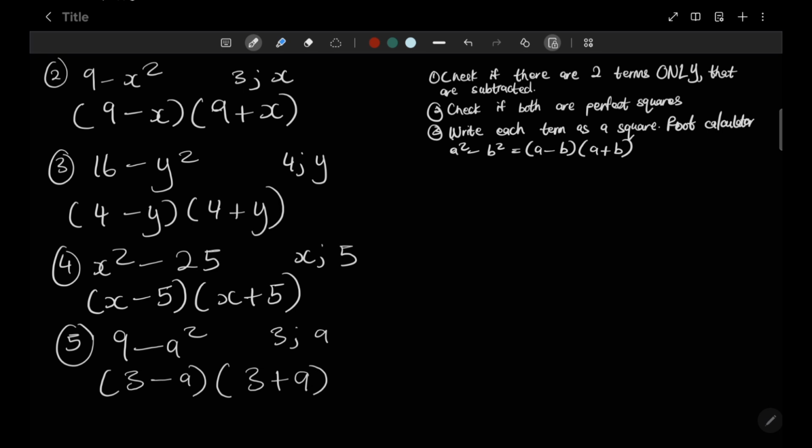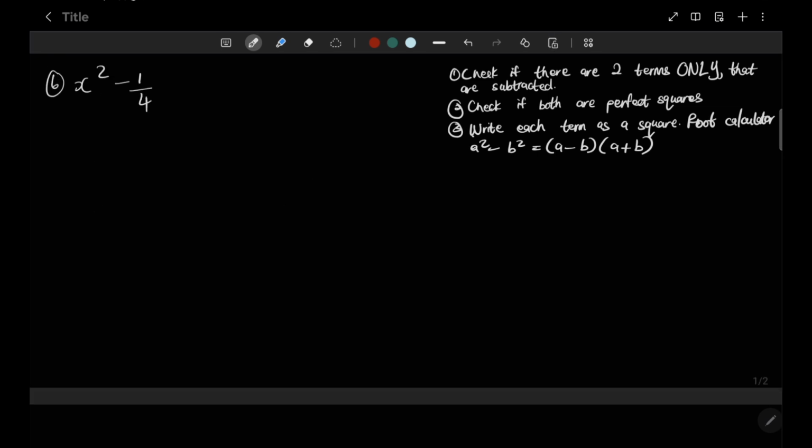Now let's do an example that's a bit tricky. Number 6, x squared minus 1 over 4. So fractions are perfect squares if both the numerator and denominator are perfect squares. If you punch 1 over 4 in a calculator, you'll get 1 over 2, right?